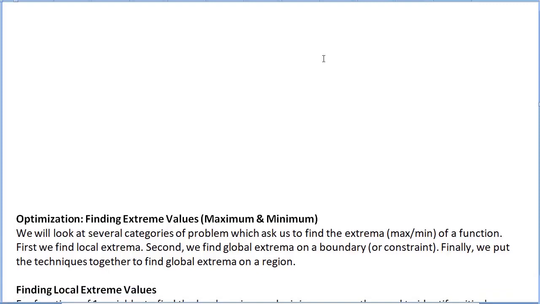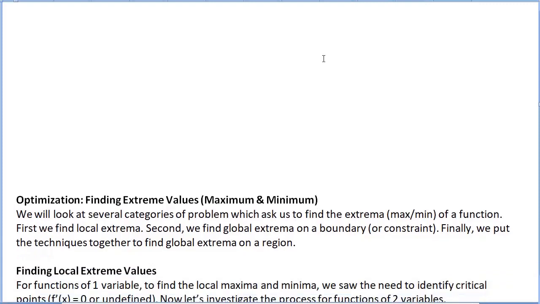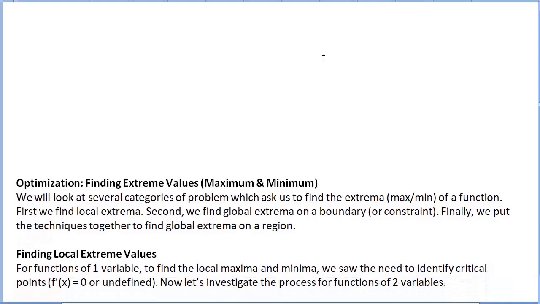Finding local extreme values. So just to recall back from single variable calculus, function of one variable, to find the local max and min, there's the need to identify critical points, which we have when the derivative of the function is 0 or undefined. So what does it look like when we have a function of two variables?